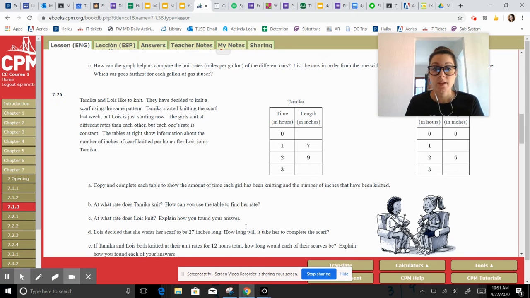I'm going to be going over what you should have gotten for those tables with Tamika and Lois, and then I'm also going to do a couple examples on IXL. We'll see how that goes since I can't see the problems ahead of time.